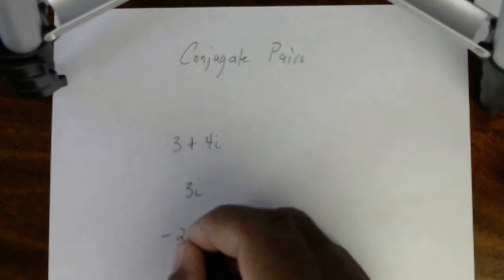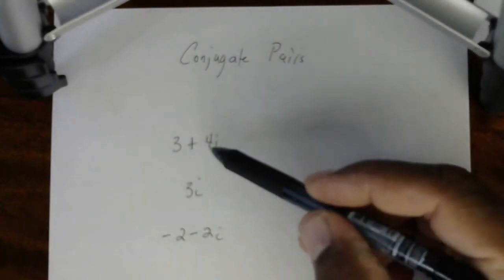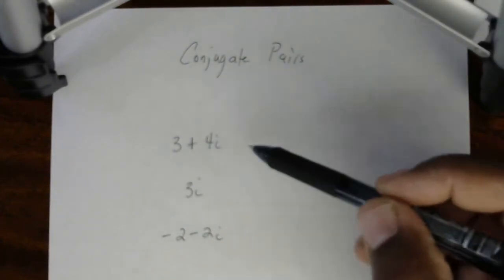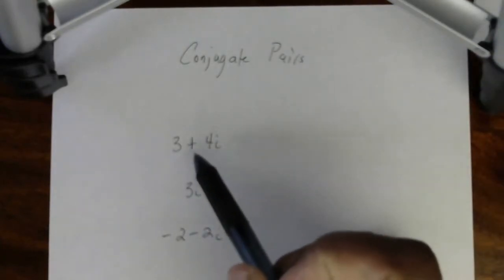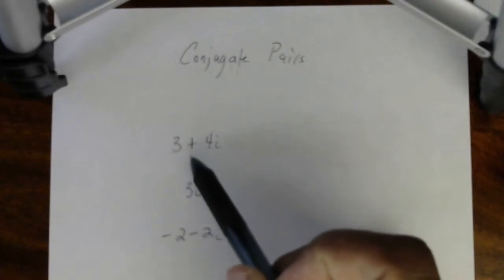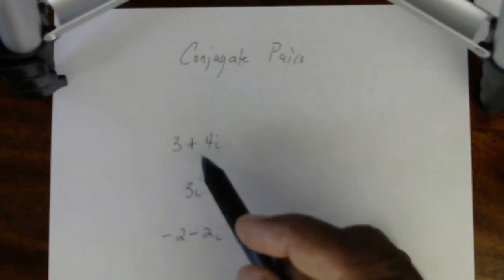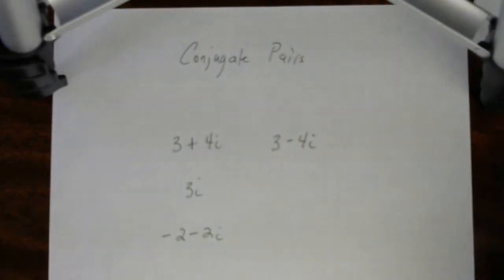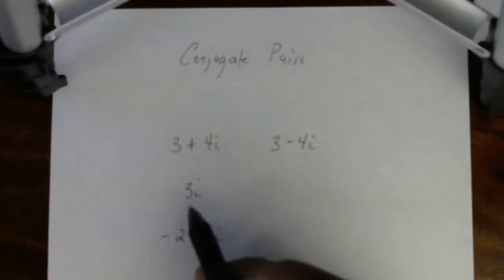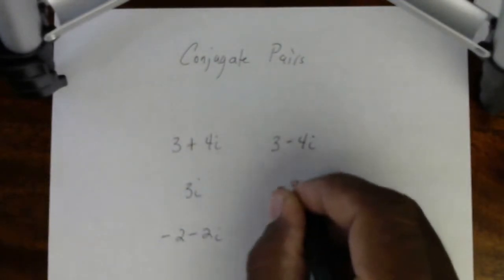Negative 2 minus 2i. Okay, so I have this complex number 3 plus 4i. Well, what's its conjugate pair? For the conjugate pair, we simply change the sign of the imaginary term. So the conjugate for 3 plus 4i would be 3 minus 4i. The conjugate for 3i would be negative 3i.